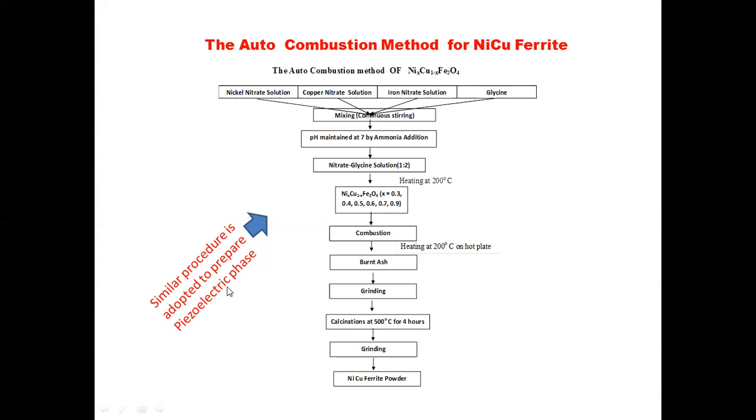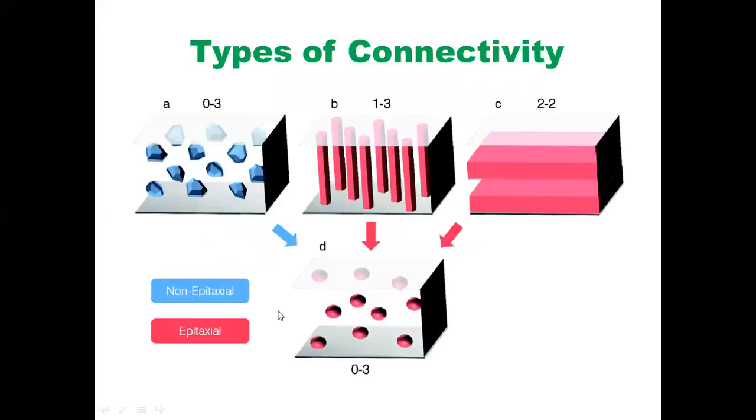So this procedure that I have explained is for the synthesis of the ferrite phase only. The same procedure you have to adopt for the synthesis of the piezoelectric phase. Next, in the next session, I will explain the types of connectivity and what these types of connectivity mean. We will see in the next session. Thanks for listening.